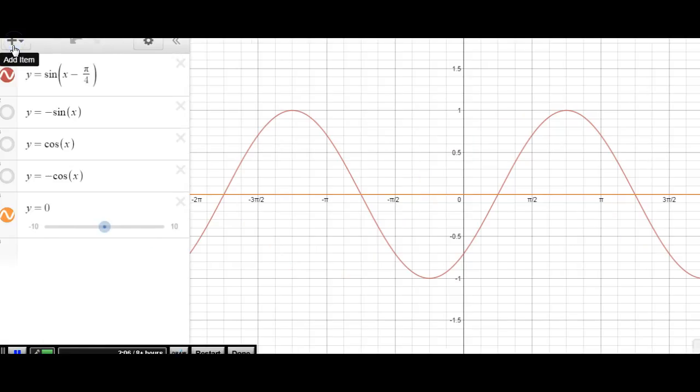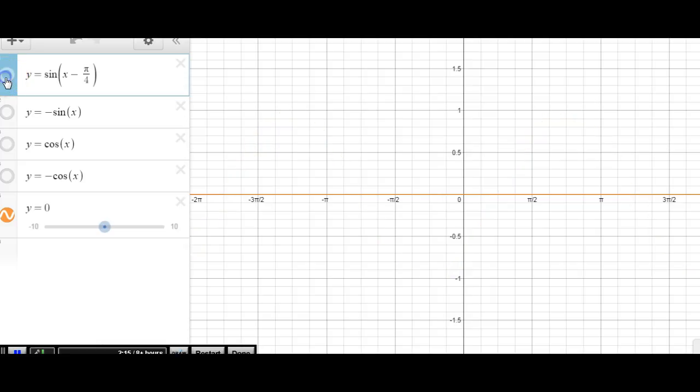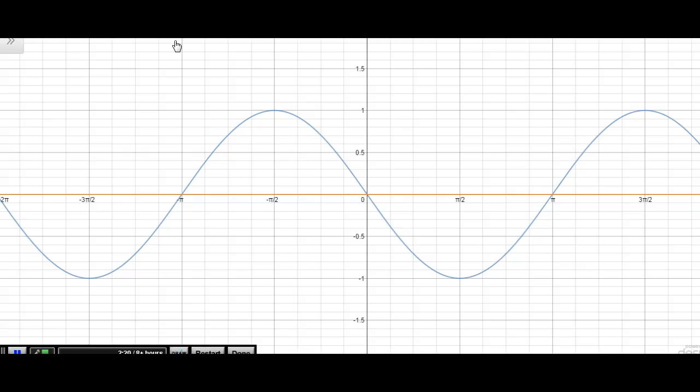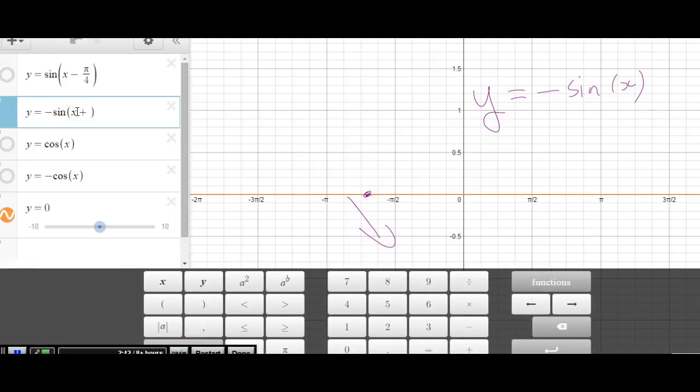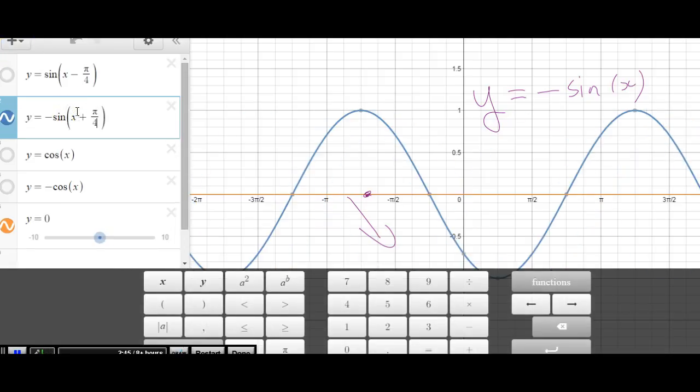But there's other curves, so there's this curve. This is a reflected sine curve. So it starts at the midline, intersecting the y-axis, going down, right? This is y is equal to negative sine x. Okay? If I shift that, same deal. Well, let's just do a plus this time. Plus pi over 4, 3, whatever.